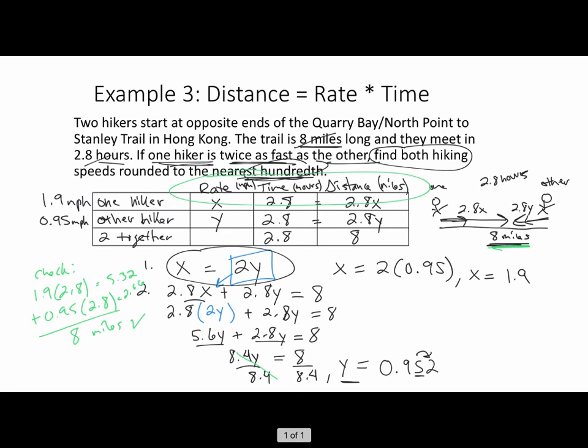We can state our conclusion that one hiker's speed is 1.9 miles per hour and the other hiker is 0.95 miles per hour.